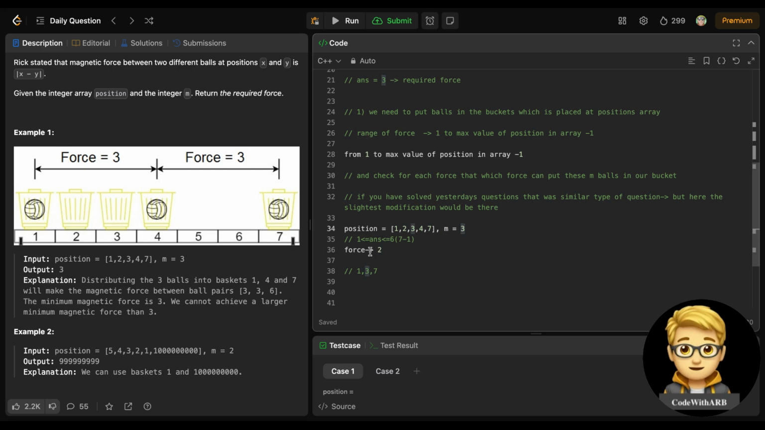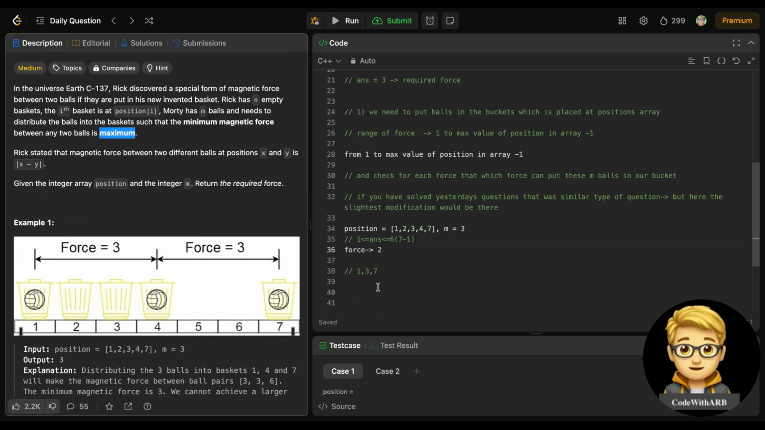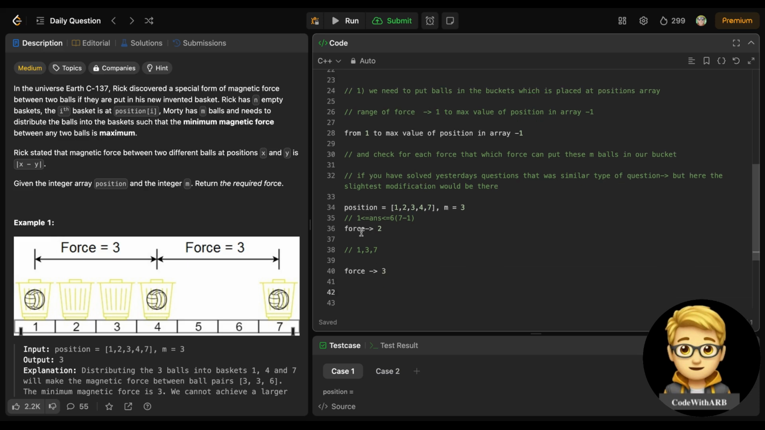If I can place at force 2, I need to check further for higher forces, because we need the maximum value, right? This is the second value, so I will check the next values also. So now I will check for the third value. Position 1, 1 plus 3 is the fourth position. So 4 is there, so I will place it at 4. 4 plus 3 is 7, so I will place it at 7. So force 3 can also be an answer. Between force 2 and force 3, I will take force 3 if I have a choice, because that is the maximum value, right?